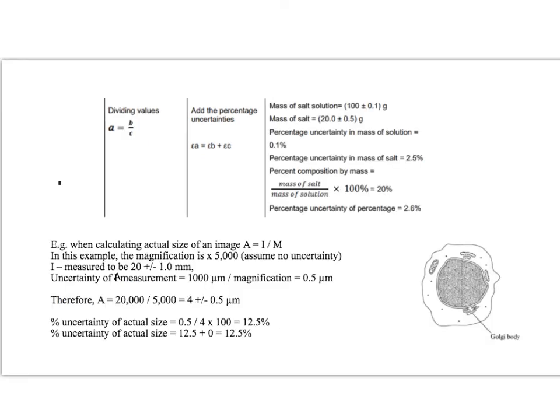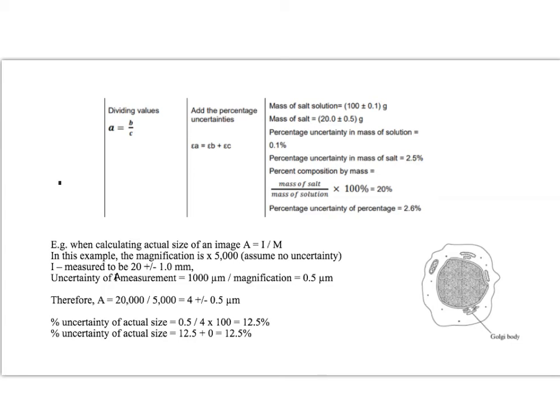Okay, this one's a bit more complicated, so please bear with me on this one. When dividing values, one example where you might use this is in the magnification calculation. The actual size is equal to the image divided by magnification. In this example, we're going to say the magnification is 5,000, and we're assuming there's no uncertainty with this. The image, or the width of this cell, was measured to be 20 millimeters, plus or minus 1 millimeter. So we used a millimeter ruler to do that.